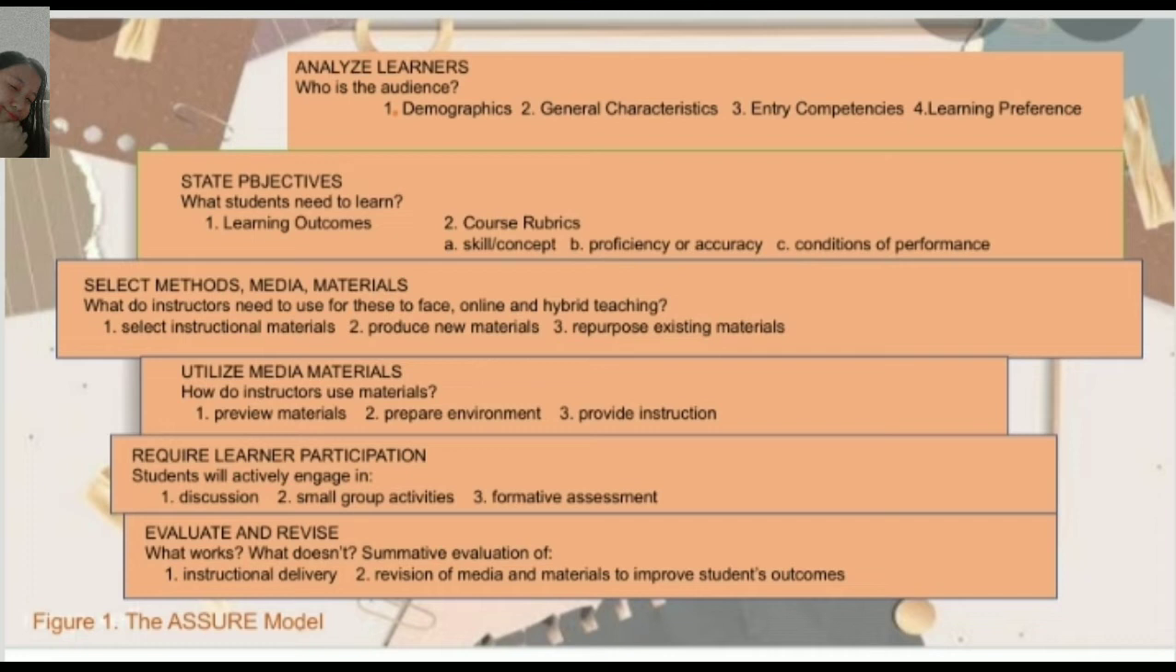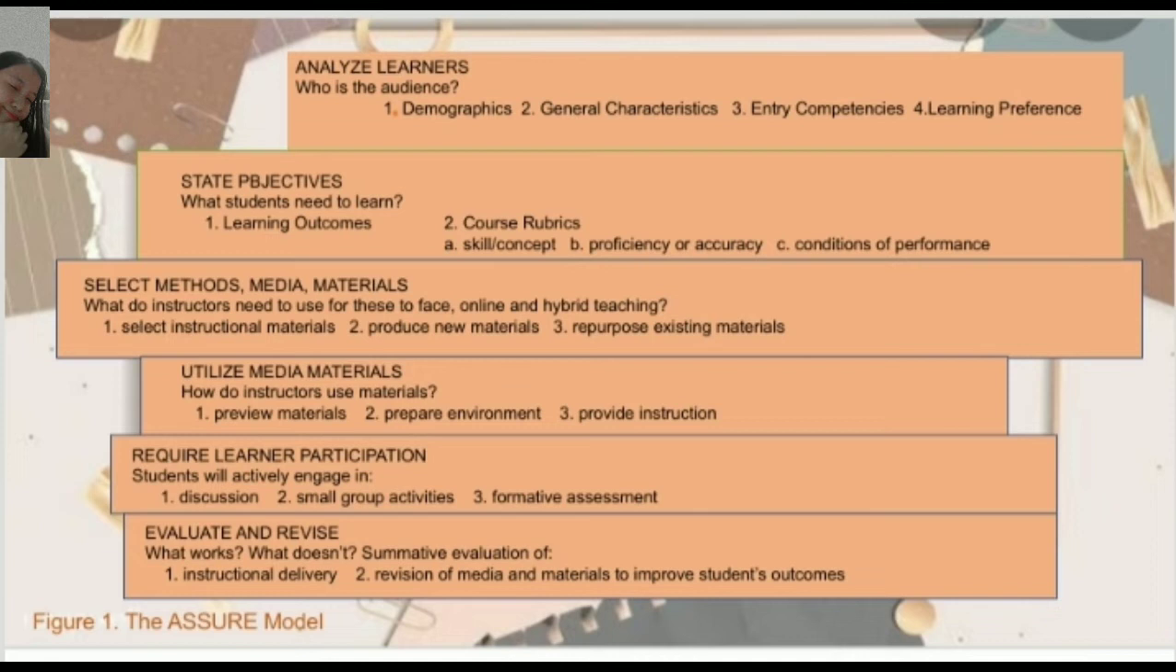So, analyze learners. Who is the audience? 1, demographics. 2, general characteristics. 3, entry competences. 4, learning preference. State objectives. Sorry, it was a typo, but it is objectives. What students need to learn? Number 1 is learning outcomes. 2, course rubrics. A, skill or concept. B, proficiency or accuracy. C, conditions of performance.